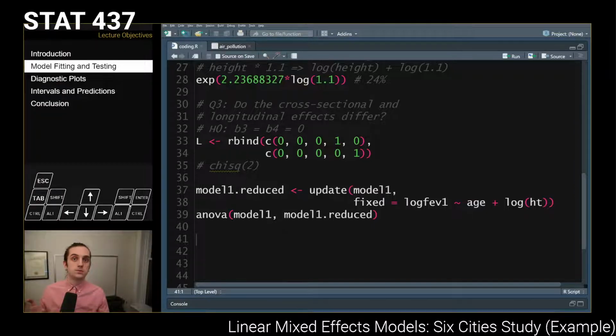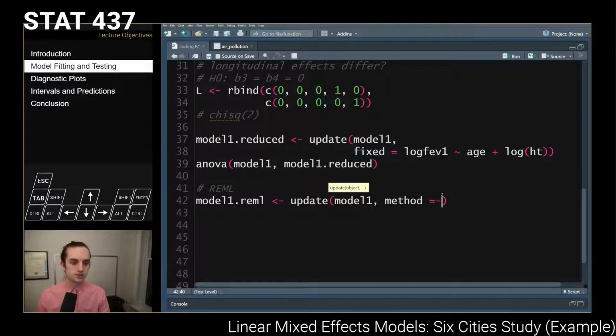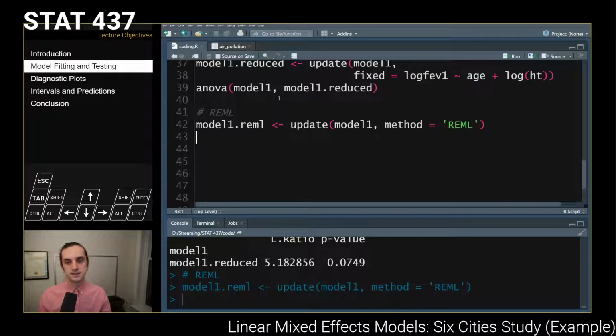And so having investigated our fixed effects, the next obvious thing to do is to take a peek at our random effects. Okay, now recall that generally speaking, we want to use the restricted maximum likelihood when we're investigating our random effects. And so what I'll do is I'll say model 1 REML is going to be update of model 1, and we'll just use the method REML. Okay, and so now we have this model fit using REML, and we can take a look at the summary of our model 1 REML again.